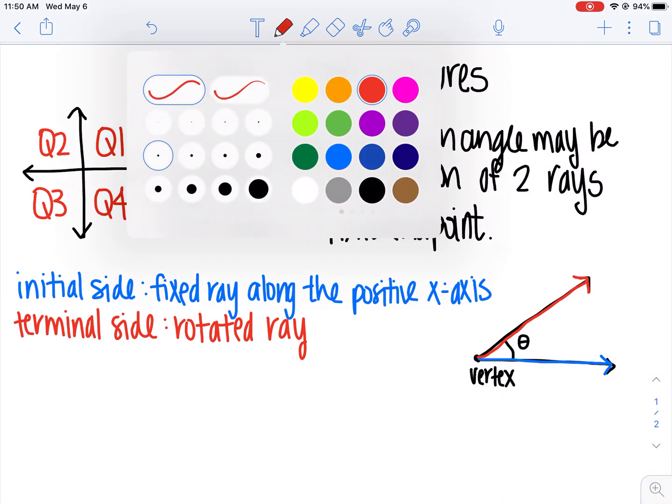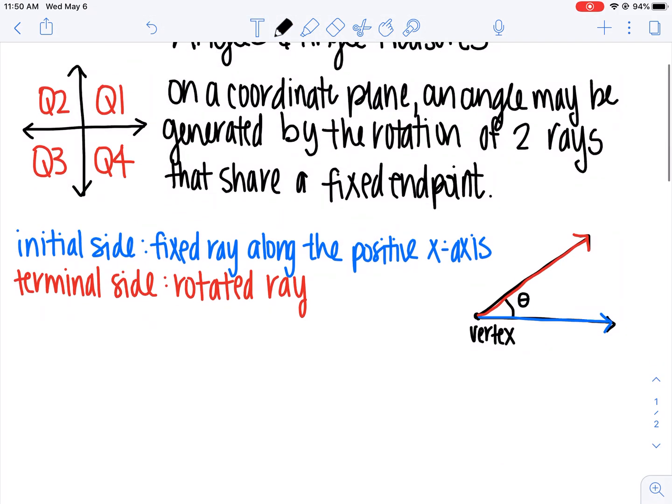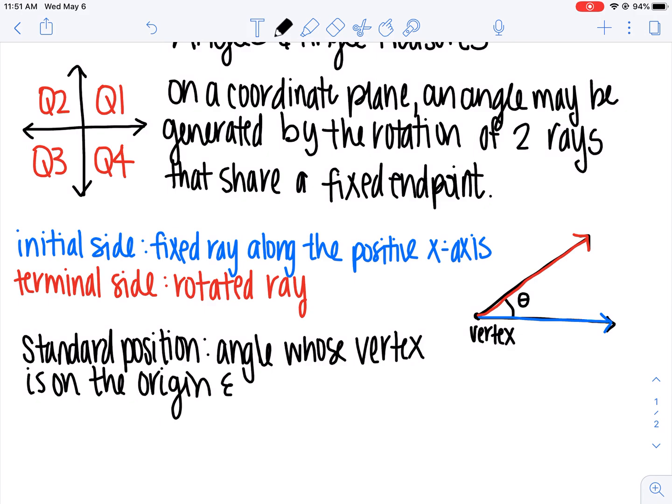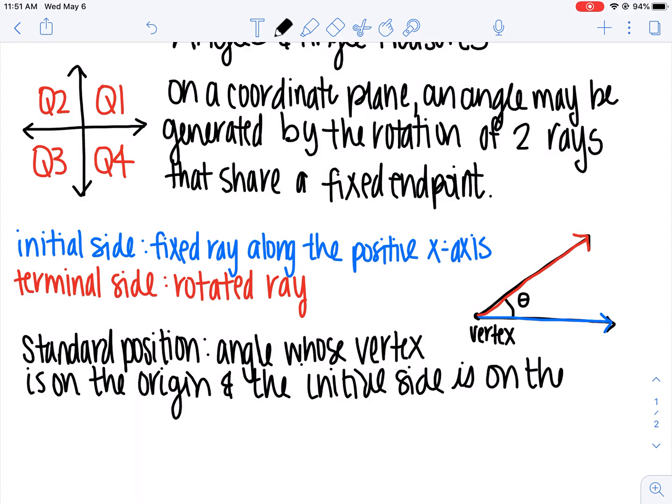Now when we work with the unit circle, all of our angles are going to be in what's called standard position. And you want to be familiar with this terminology. That's going to be an angle whose vertex is on the origin and the initial side is on the positive x-axis.